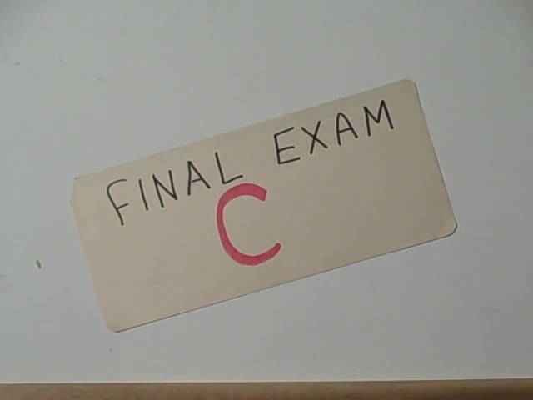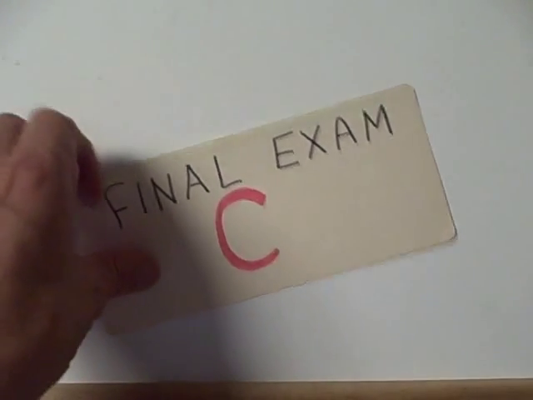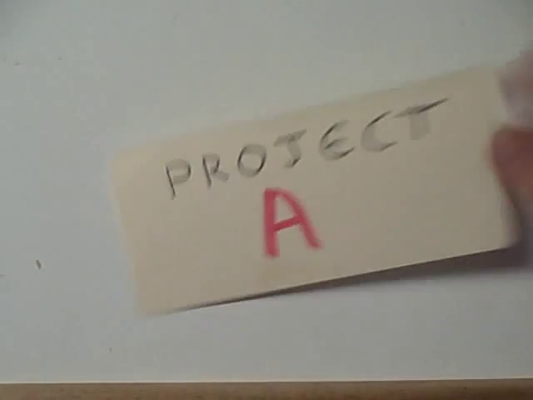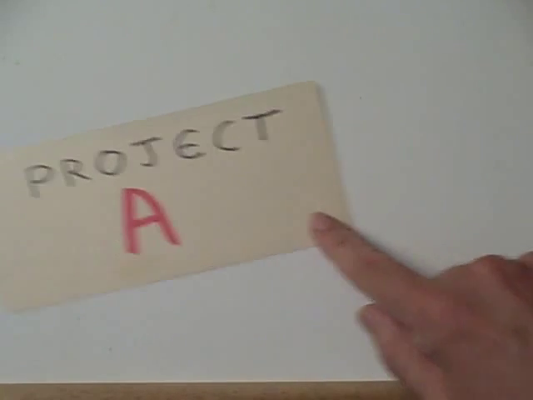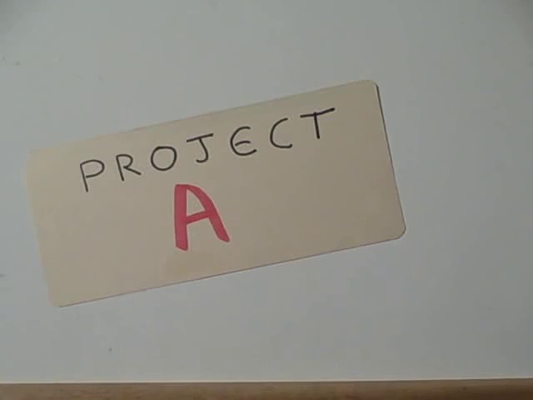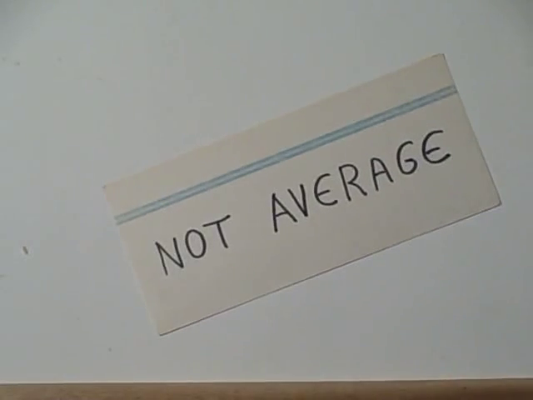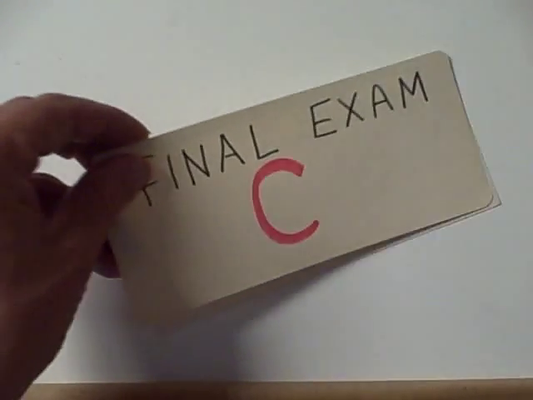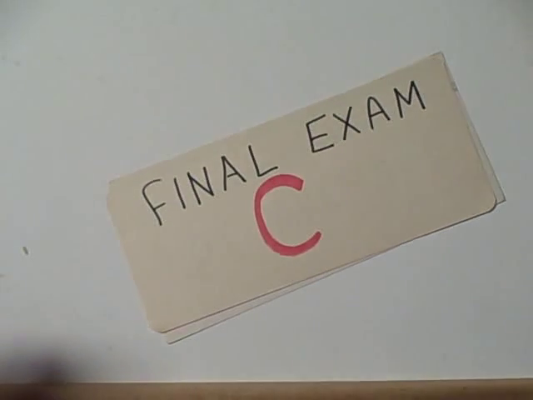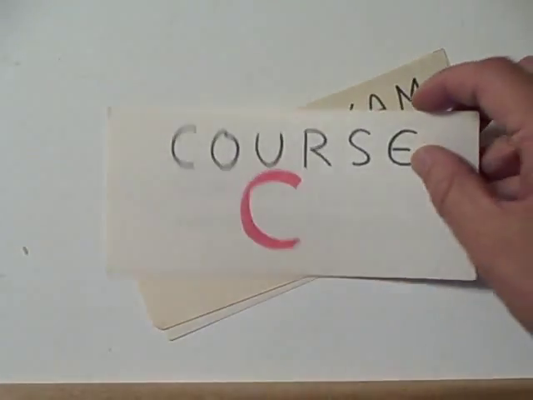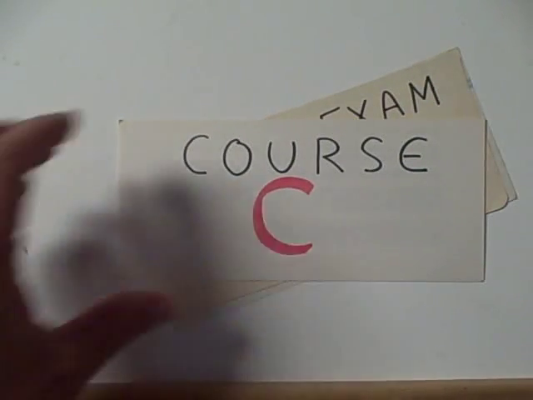Let's suppose that you're not very good at taking tests, and so you get a grade of C on your final exam. And your project, though, you work very hard on, and you get an A for that. But remember, this is not an average. We don't look at the average of an A and a C being a B. No, we look at the lower of the two. So because you got a C on the final exam, you end up with a C for the course.